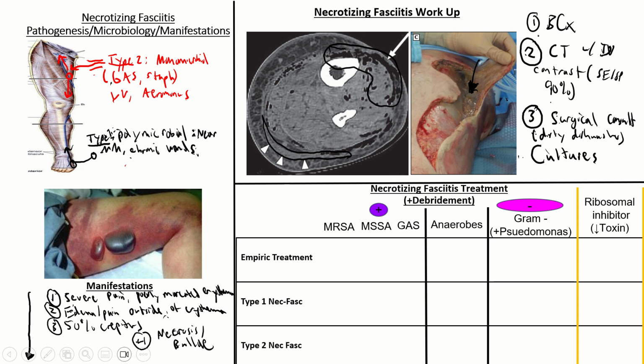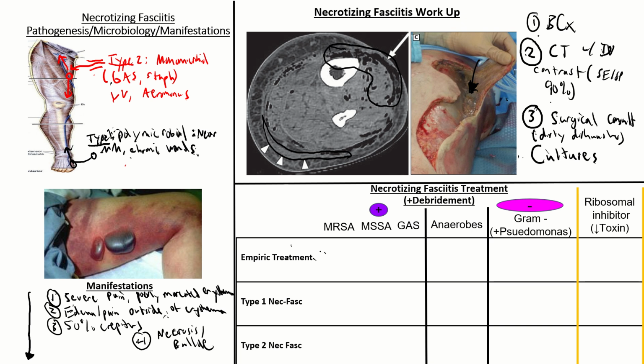So let's actually go through type 1 and type 2 necrotizing fasciitis first, and then maybe we'll go through empiric treatment. Actually, let's go through empiric treatment first. So what is going to be empiric treatment for everyone? If you don't know if it's type 1 versus type 2, you really have to cover all of the organisms that could cause either one.